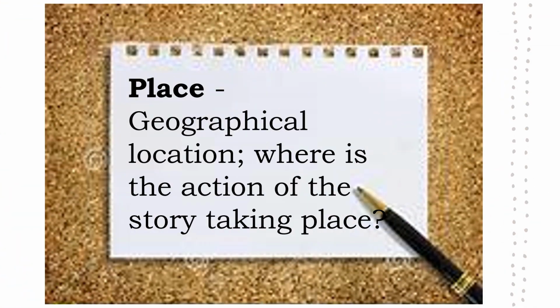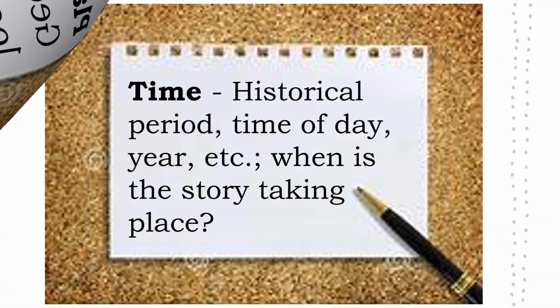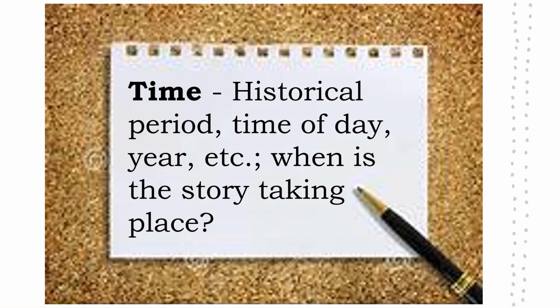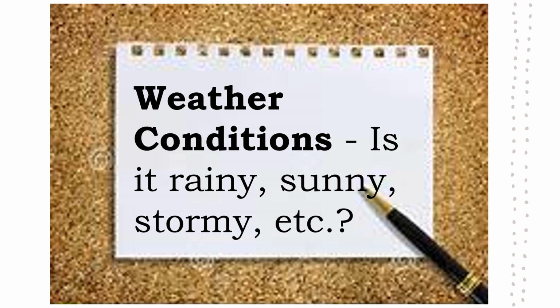When we say place, this is the geographical location. Where is the action of the story taking place? When we say time, it refers to the historical period, time of day, year, and others. When is the story taking place? Another one deals with weather conditions. Is it rainy, sunny, stormy?